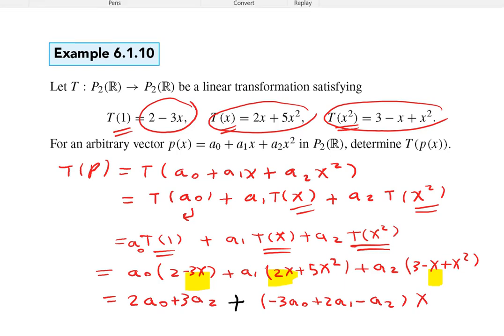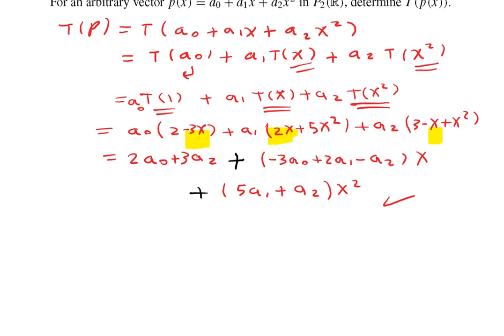The third term is plus, and I have the second degree term, which is 5 a sub 1 plus a sub 2 times x to the second, and that is in P2, and that should do it. Page number 9.